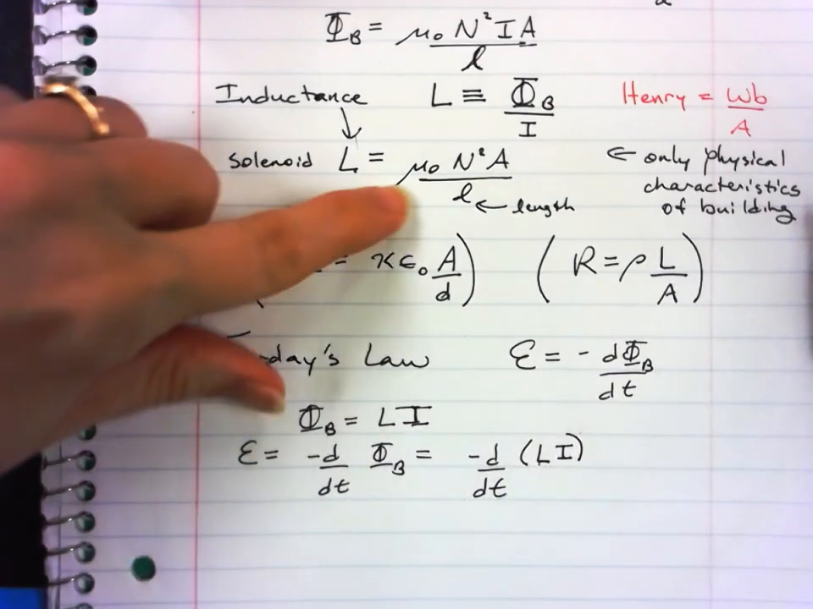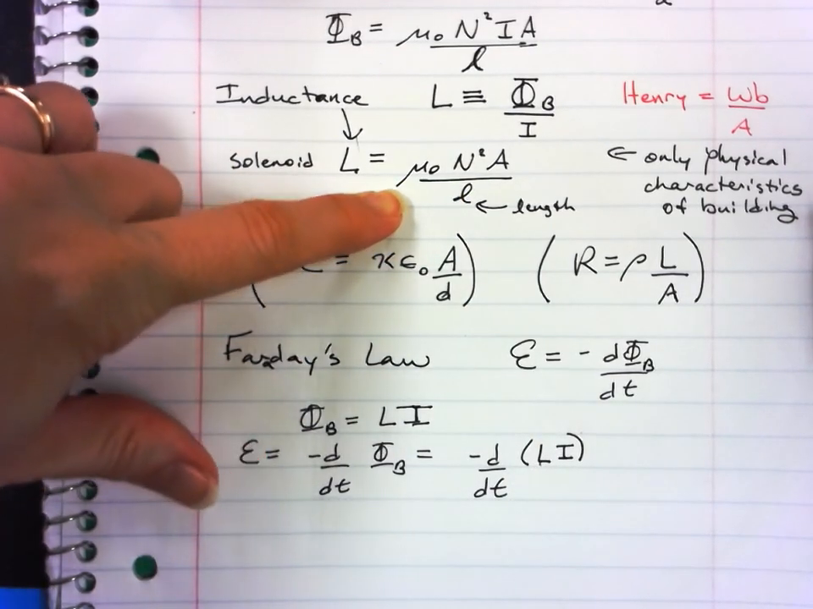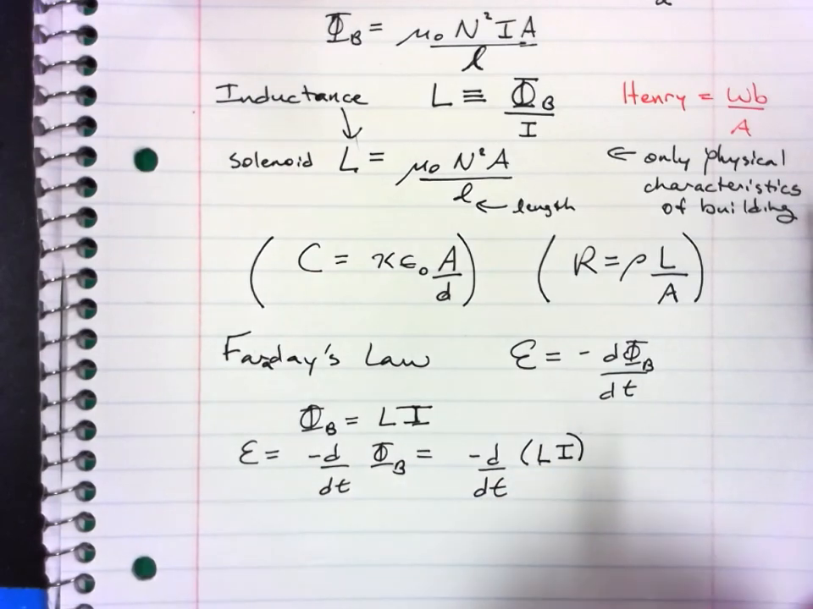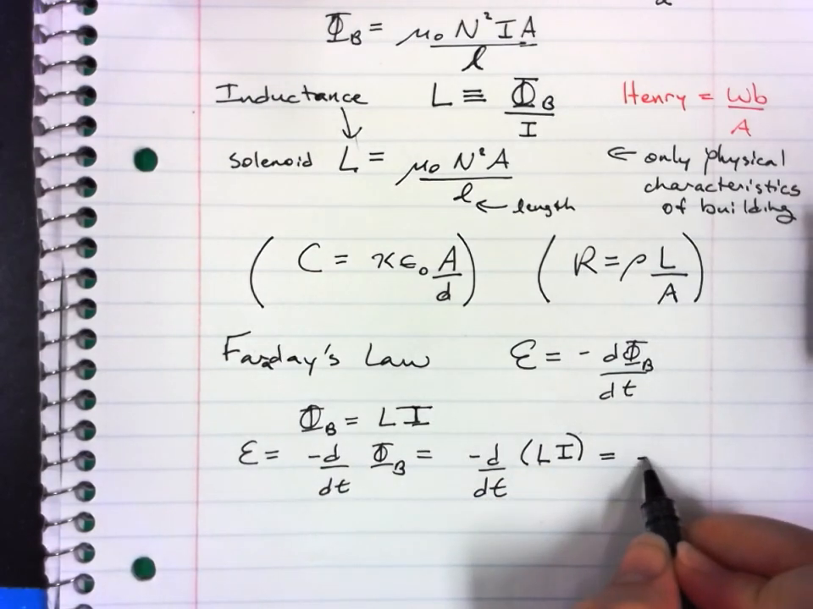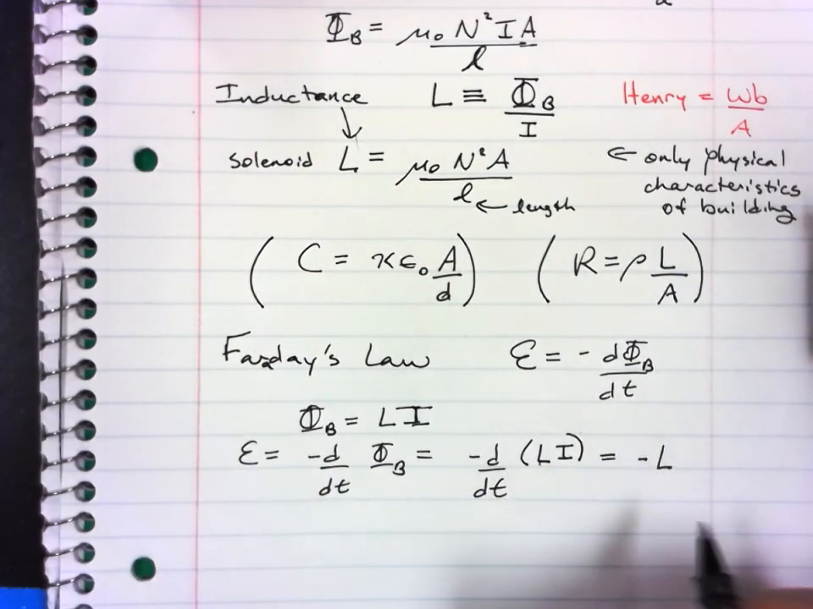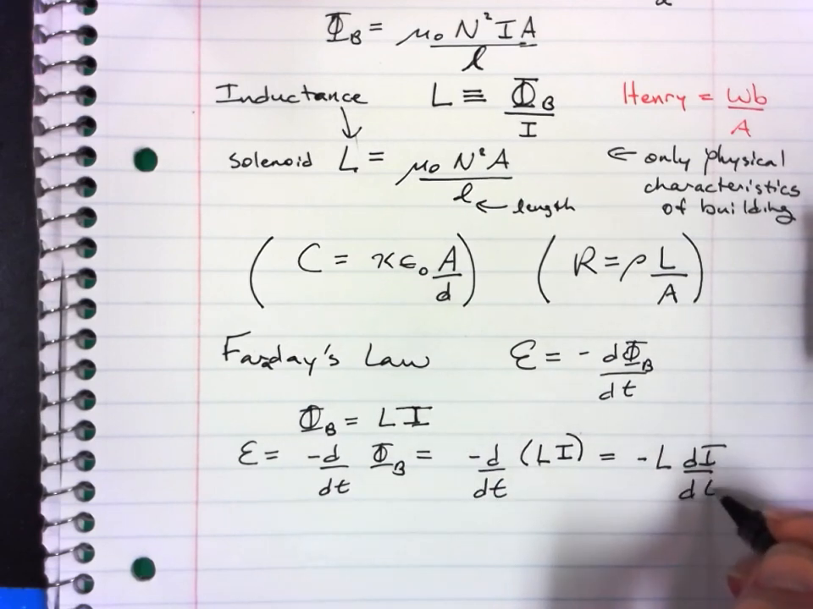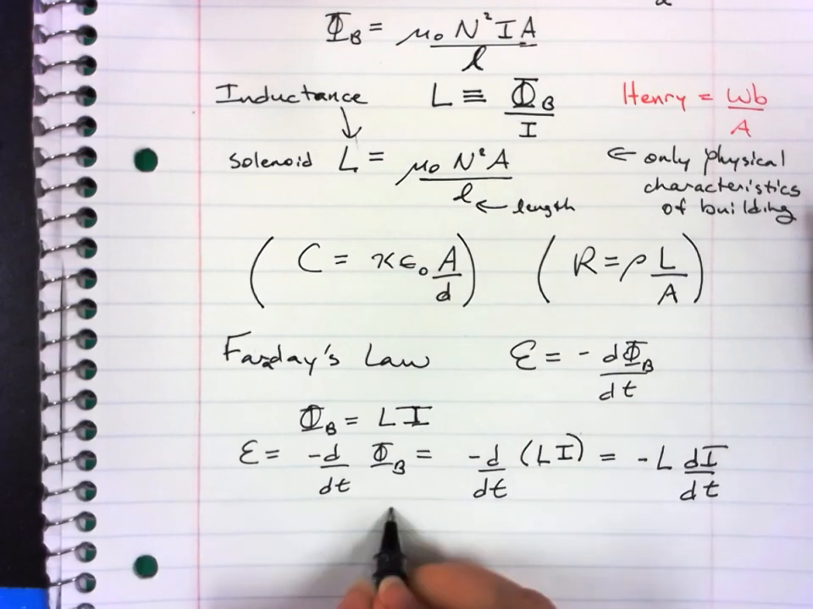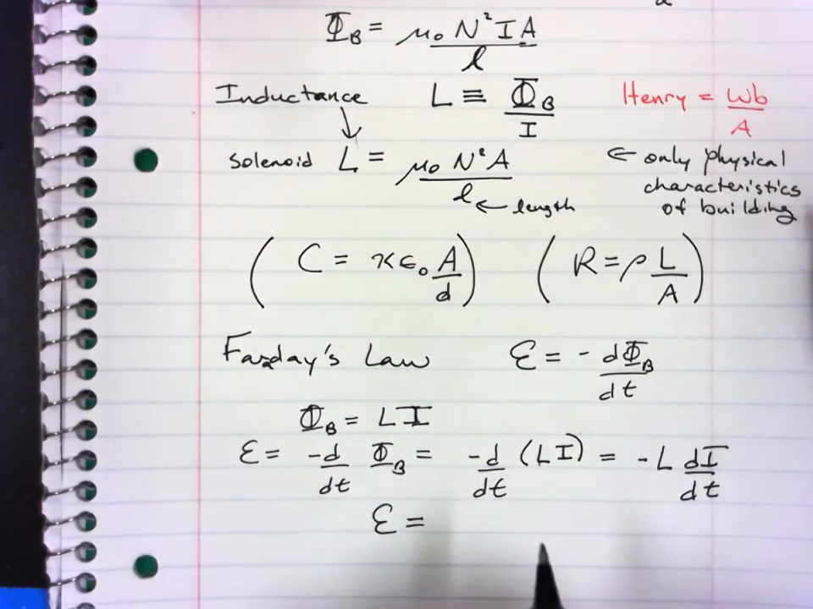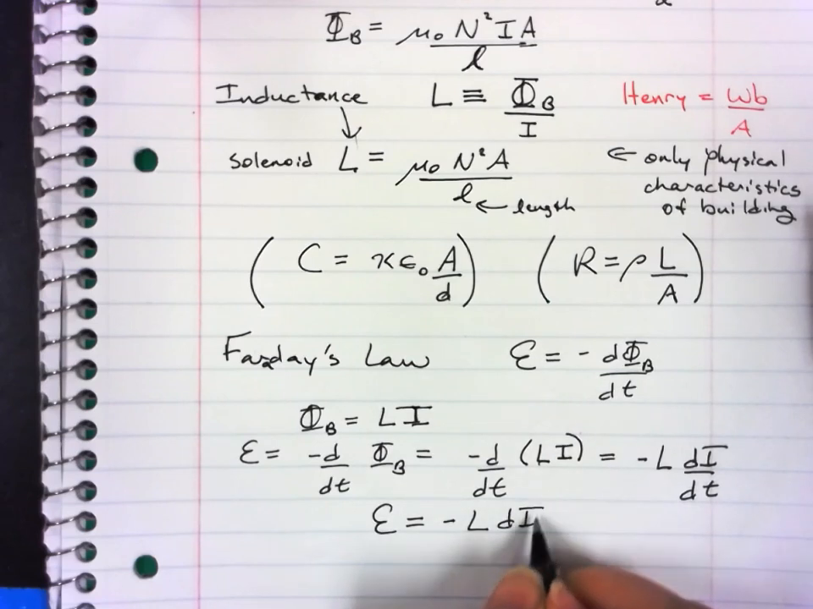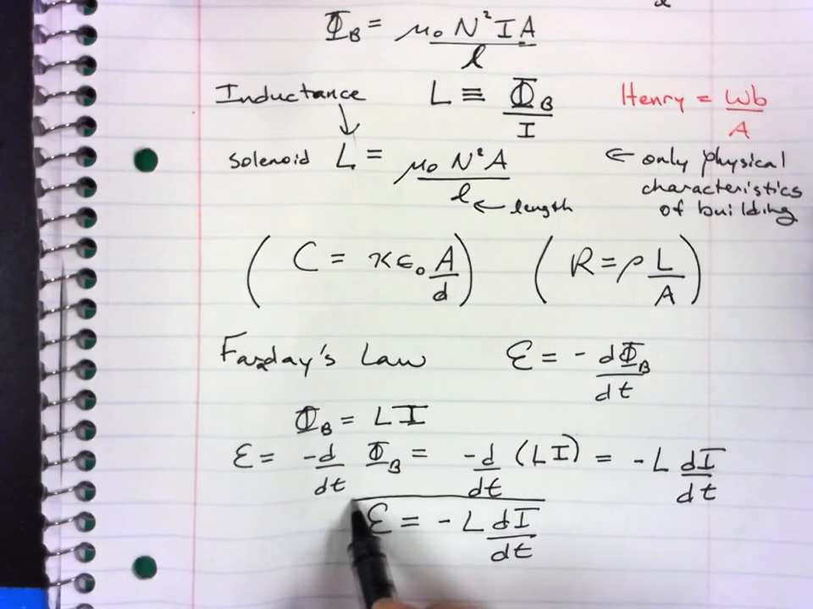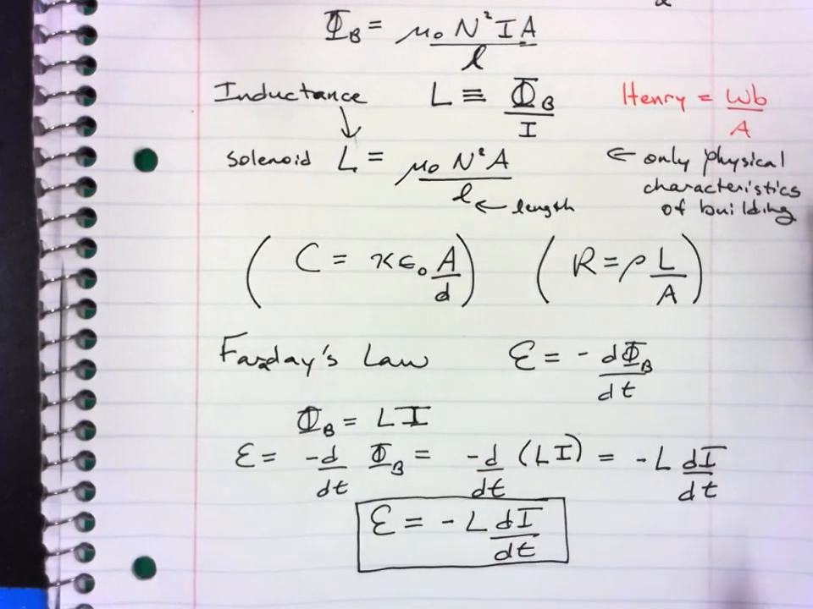Well, L is all these physical characteristics of how we built the solenoid, so it does not change with time. So the L comes out of the derivative, and then we're left with di/dt. So the EMF of a solenoid or of an inductor depends not on the current through it, but the rate of change of current through it.